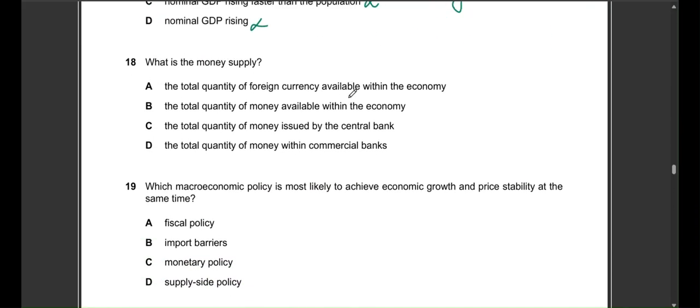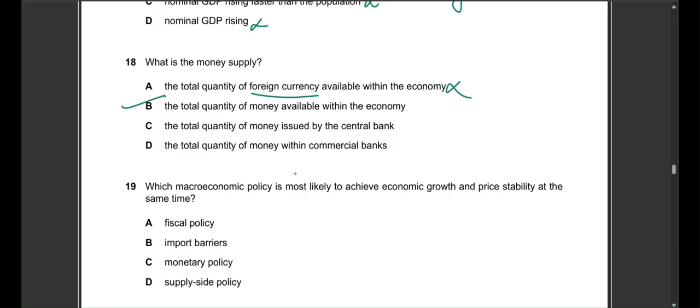Now let's move ahead with question number 18. What is money supply? The total quantity of foreign currency available within the economy? Foreign currency, no. The total quantity of money available within the economy, yes, this makes sense. Option C, the total quantity of money issued by the central bank, no.